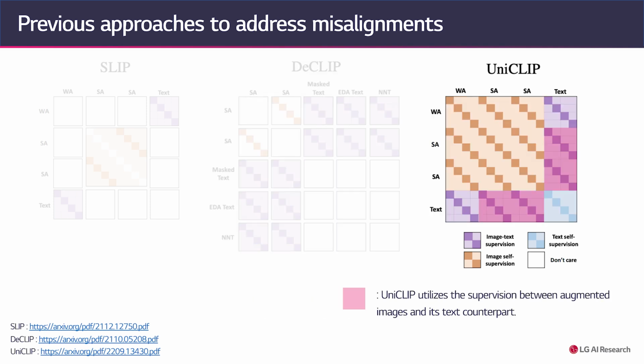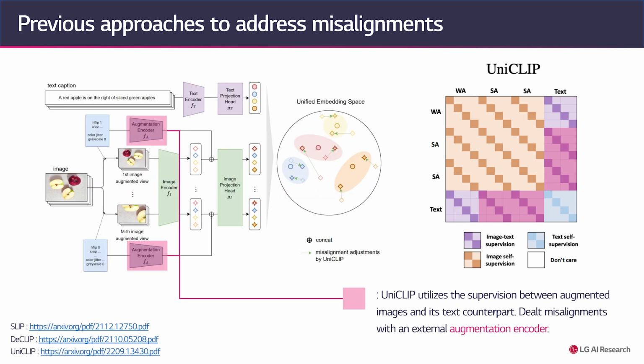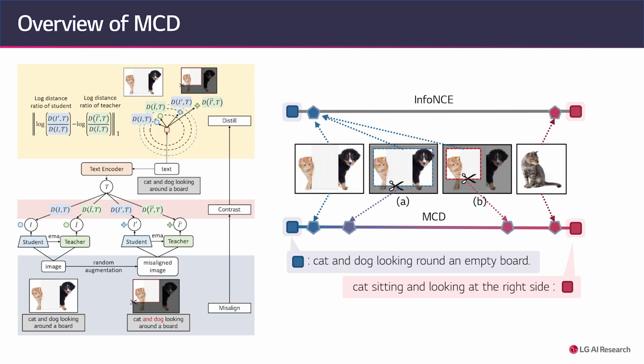UniCLIP also took the supervision between augmented images and text pairs into account. However, unlike DeCLIP, they dealt with the possible misalignments by adding an external model that encodes the augmentation information during training. Though being fairly effective, it is still limited in that it adds burden during training and inference. To this end, we propose MCD.